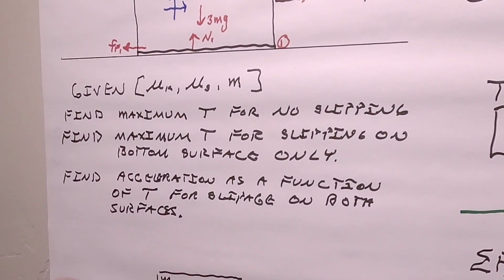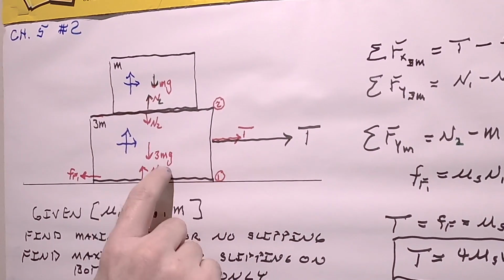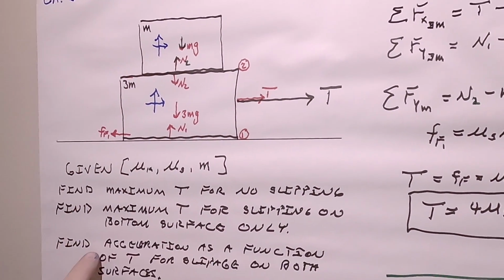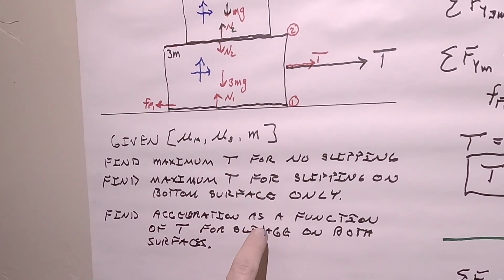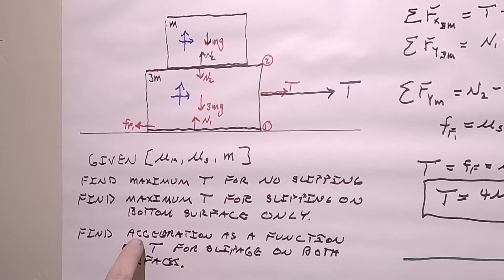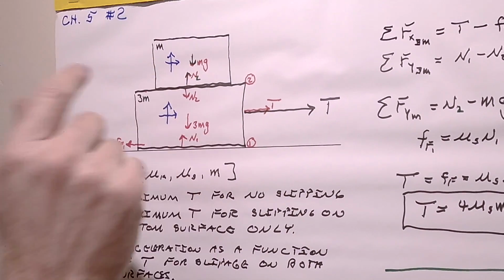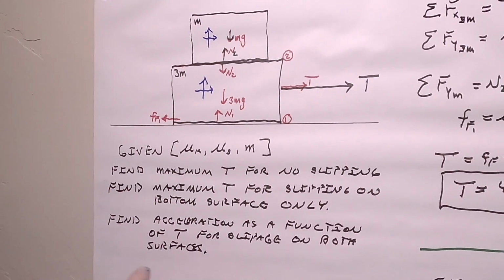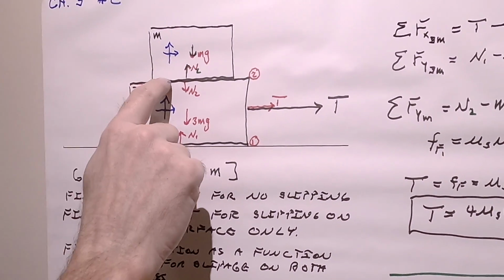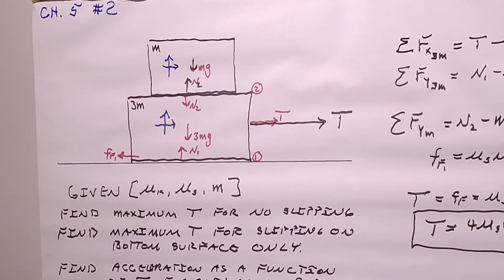And then the third case is, if we pull it even past that, that means both surfaces will slip. This thing can't keep up with that one. It'll lag behind a little bit. And we want to find the acceleration. We can't find the tension because the tension at that point could go off to infinity. But we want to find the acceleration as a function of the tension for the two blocks right there, for slippage on both surfaces. So in the first case, they're both static. The next case, this is kinetic, that's static. In the third case, they're both kinetic friction.